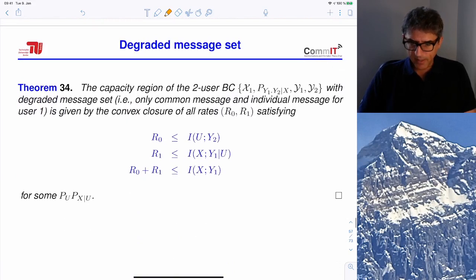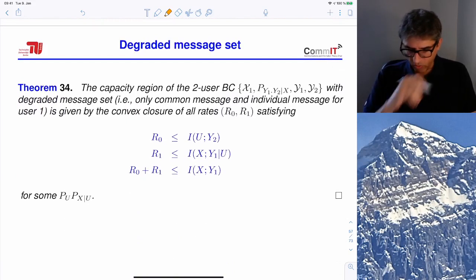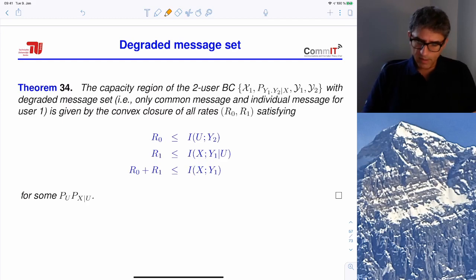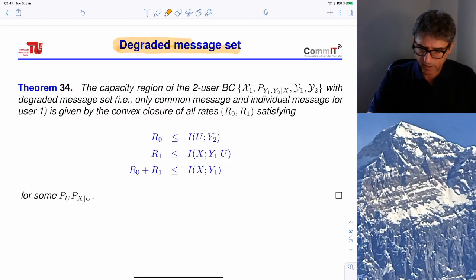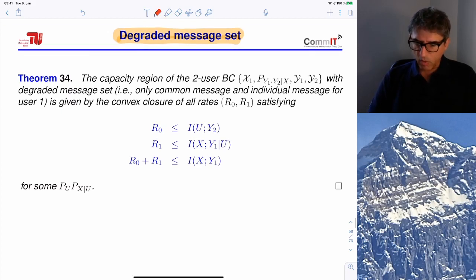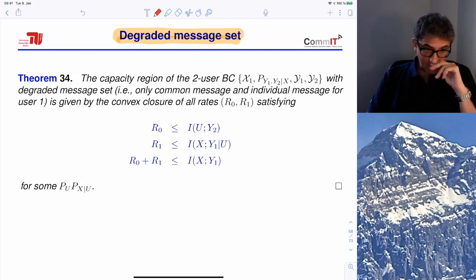Okay, a last result that I want to talk about for which superposition coding is also optimal is the case of a general broadcast channel, but with a condition on the messages, which is called degraded message set. So what is a broadcast channel with degraded message set? This is exactly the case where we want to deliver just one common message and one private message to one of the users.